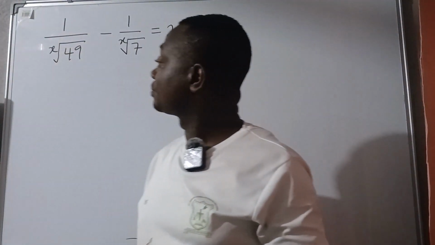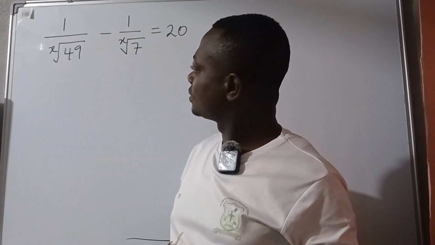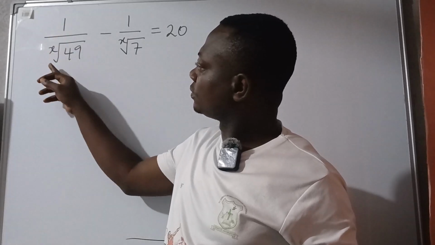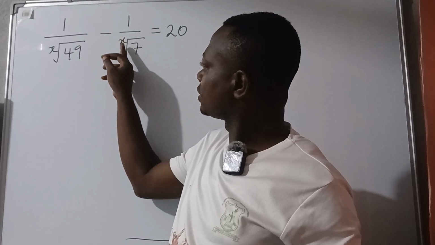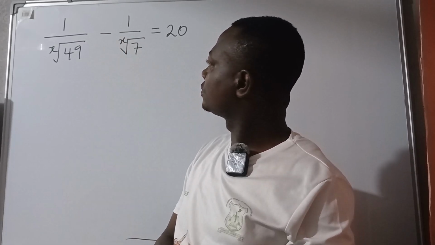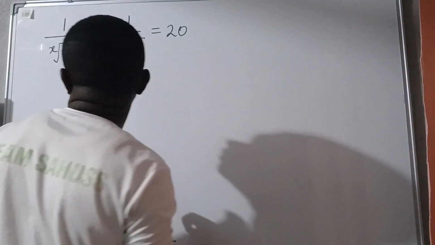All right. Now let's see how we can solve this question on the board. We are given 1 on the x root of 49 minus 1 on the x root of 7 equals to 20. Now, if we get started, let's understand this.